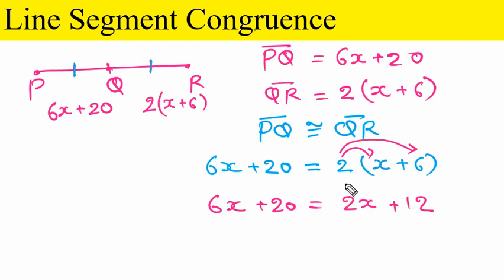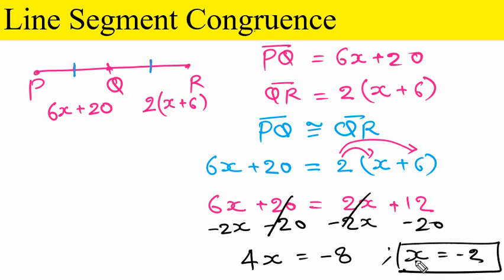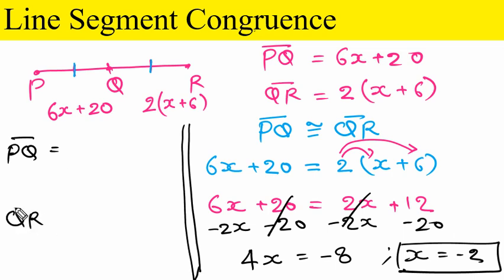Now you take this 2x to this side, or you do minus 2x on both sides. And you have plus 20, so you do minus 20 on both sides. That will give you 4x is equal to negative 8. And when you divide by 4 on both sides, you will get x is equal to minus 2. So your answer is x is equal to minus 2. Now we can ask one more question: what is the length of segment PQ? And what is the length of segment QR?